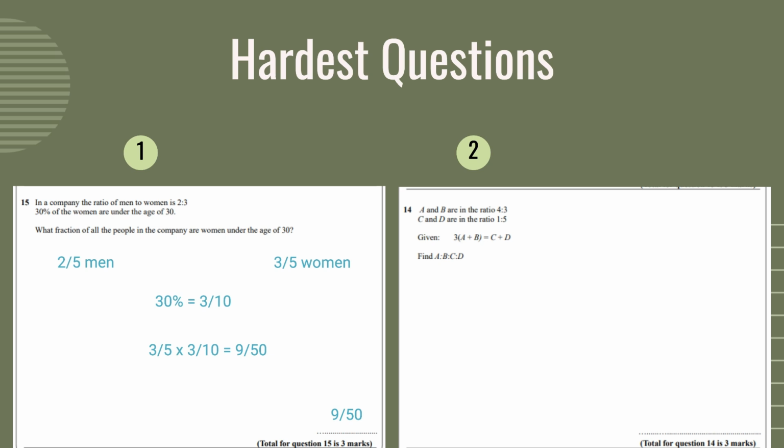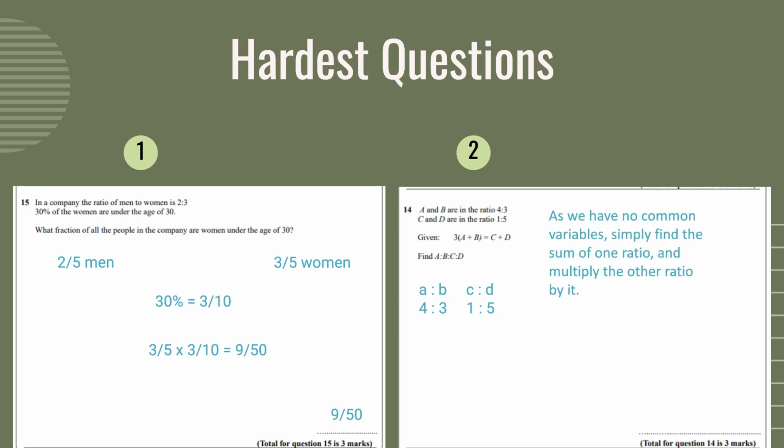Now, in our second question, A and B are in the ratio of 4 to 3, and C and D are in the ratio of 1 to 5. Given that 3 times the bracket of A plus B equals C plus D, find A to B to C to D. So first, let's write out our two ratios, with A to B 4 to 3 and C to D 1 to 5. Now, as we don't have a common variable, we simply find the sum of one ratio and multiply it by the other ratio.